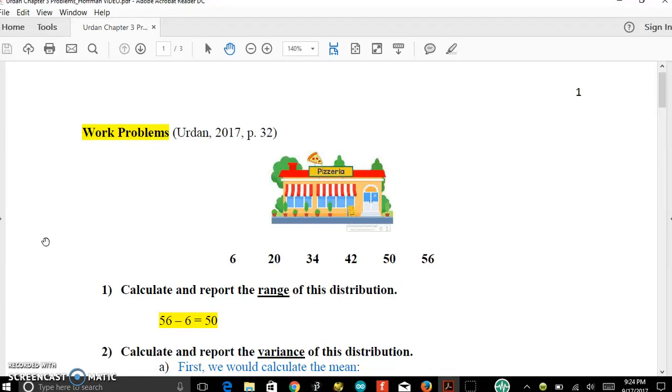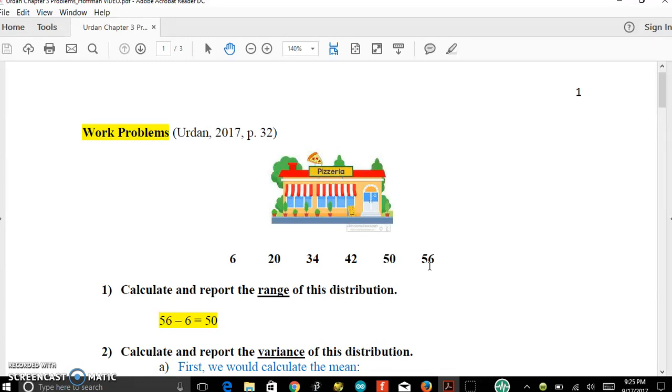Here are explanations of the problems on page 32 of Erdan's textbook. Suppose that I wanted to know something about the age of customers at my new pizza palace. I take the first 6 people that walk through the door and ask their age in years. I get the following scores: 6, 20, 34, 42, 50, and 56.